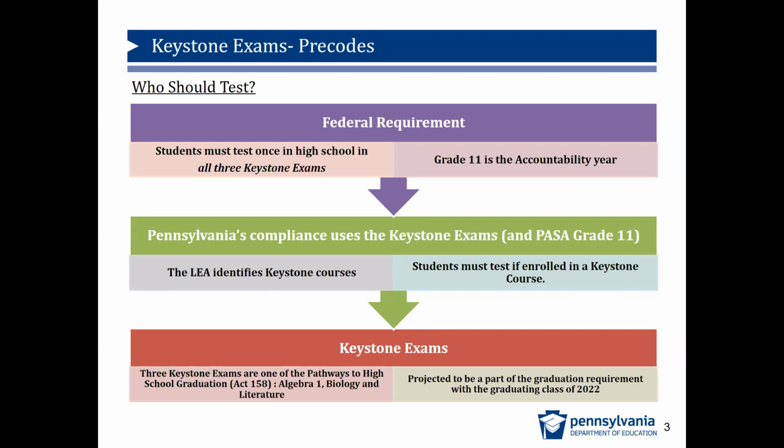Students are required to score proficient or advanced in Algebra 1, biology, and literature by spring of grade 11. Act 158, high school graduation, states that demonstrating proficiency in these 3 Keystone exams will be one of the pathways to meet graduation requirements beginning with the class of 2021-2022.